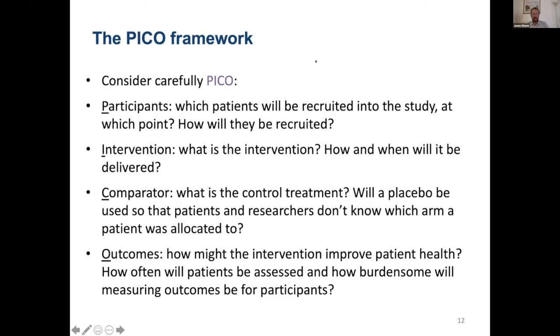So now we've considered the different phases and the efficacy and effectiveness, we can consider the design of the trial. And this is nicely summarized in an acronym called PICO. So P is for participants, and this is which participants, which patients will be recruited into the study and at which point in their patient journey. So soon after diagnosis, or maybe a long time after diagnosis, after they've had a standard treatment, for example.